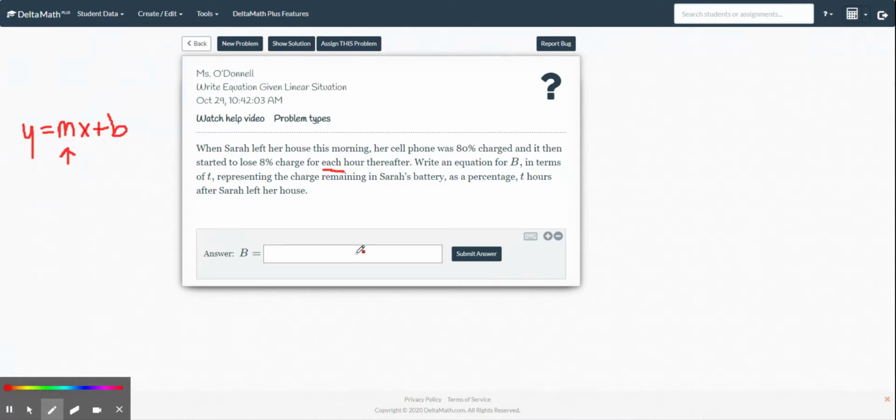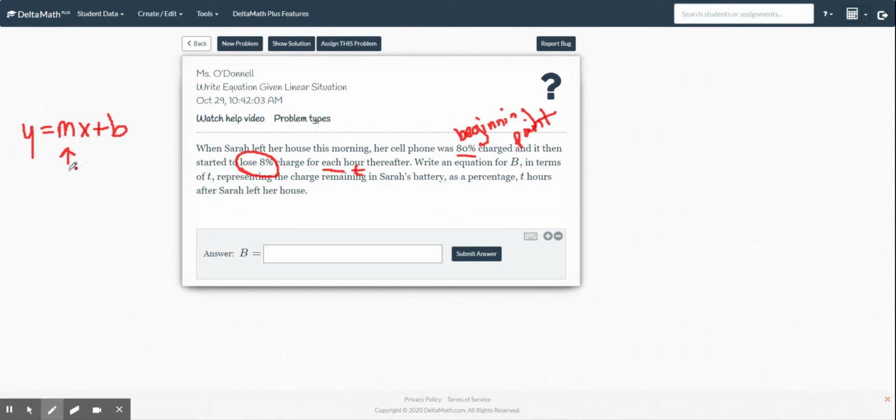Okay, so let's see here. When Sarah left her house this morning, her cell phone was 80% charged. So that's where it starts or begins. That's our beginning point. And then it's losing 8% charge for each hour, or T. Remember, the time is our hours after she's left her house.